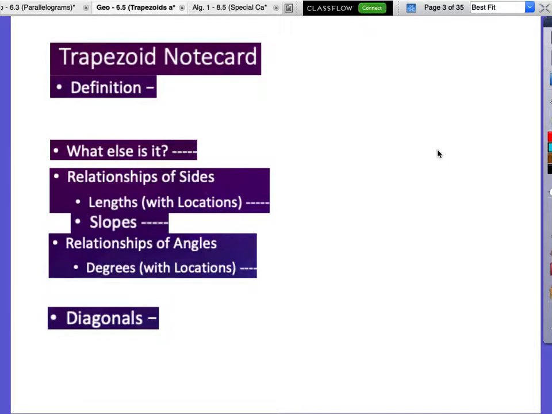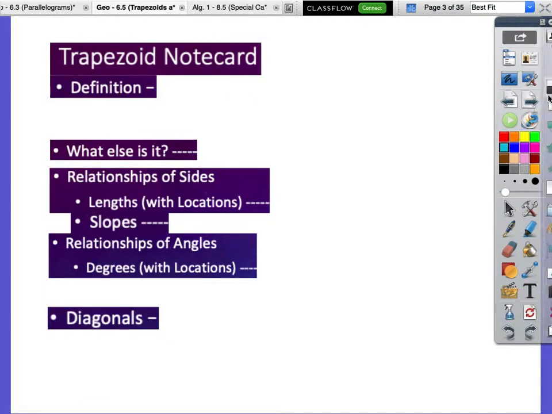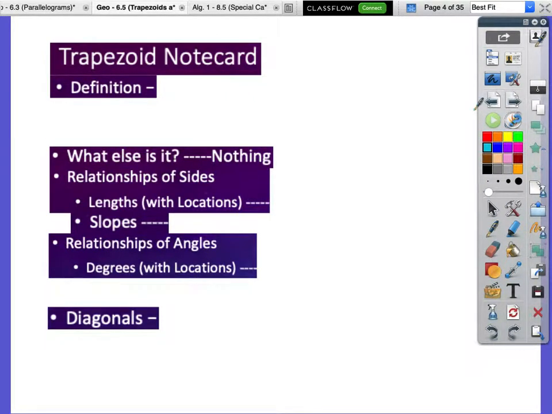We just made the definition of a trapezoid. What else is it? It's nothing else. A trapezoid is nothing else. It's not special. Where's the definition? We're getting there. Actually, I put it in the wrong order.